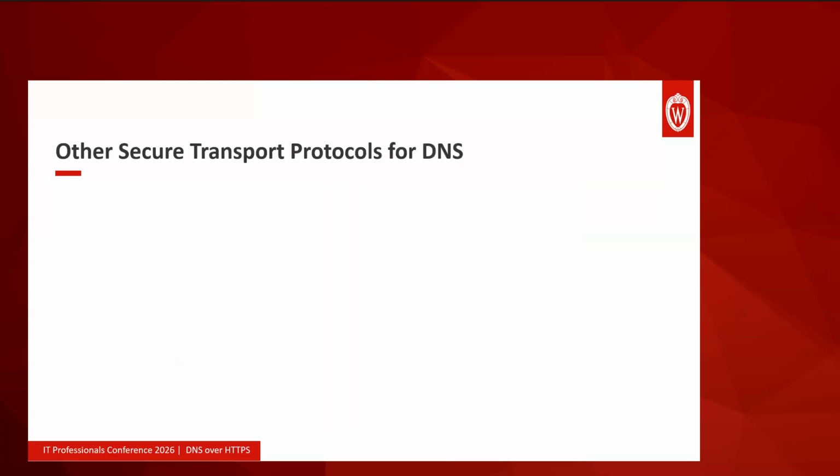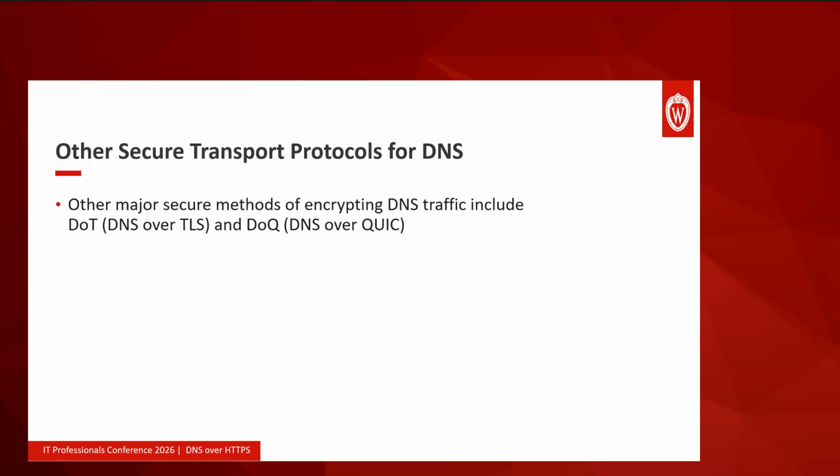User datagram protocol. There are some other secure transport protocols out there for DNS. Some of these include DoT, which is DNS over TLS, and DoQ, which is DNS over QUIC. DNS over TLS acts much the same way as DoH does. However, it does not hide its nature as DNS-based traffic. So it still uses port 53, and it is still DNS traffic. It's just that the packet is encrypted itself.